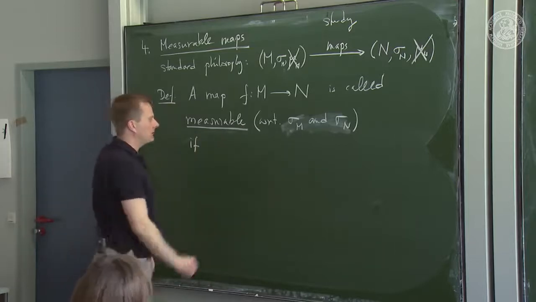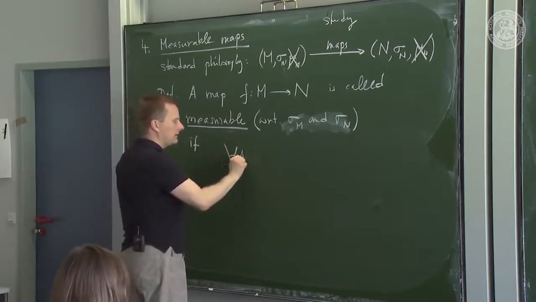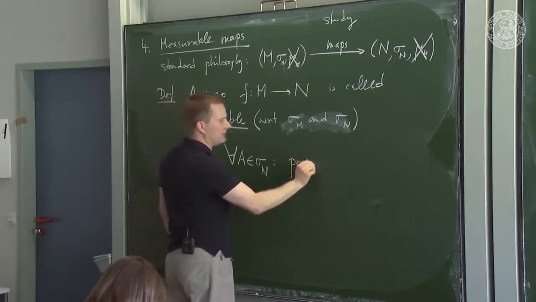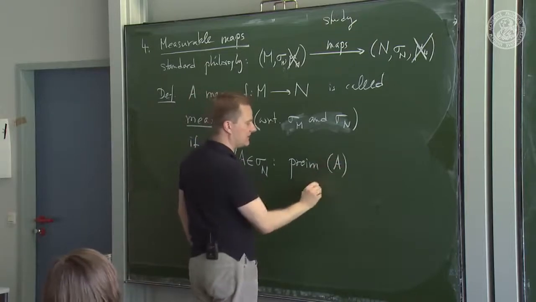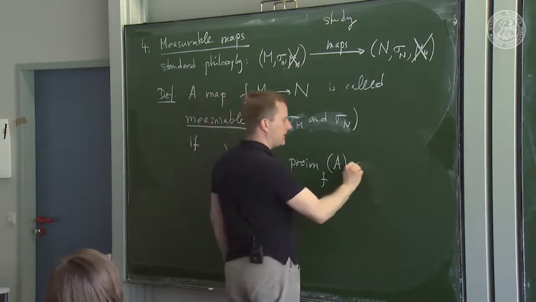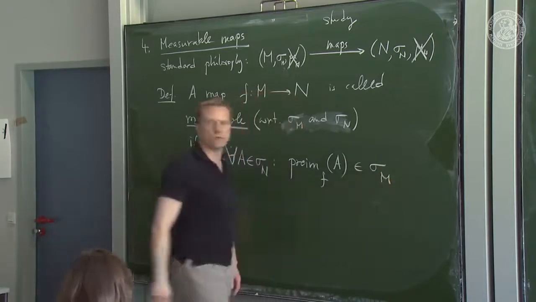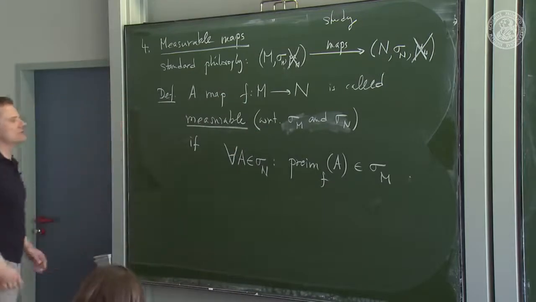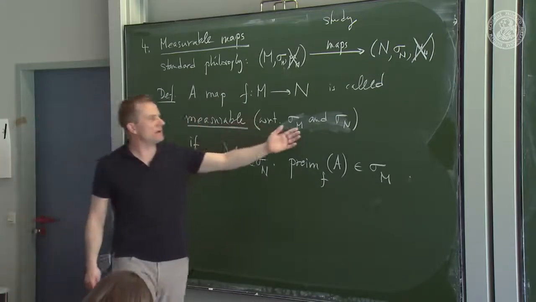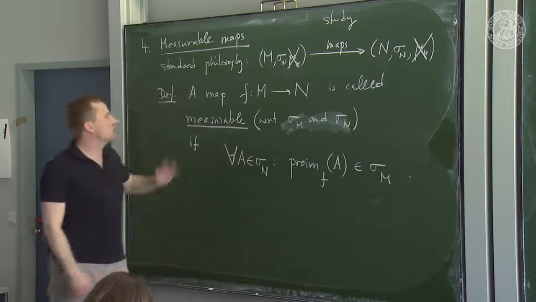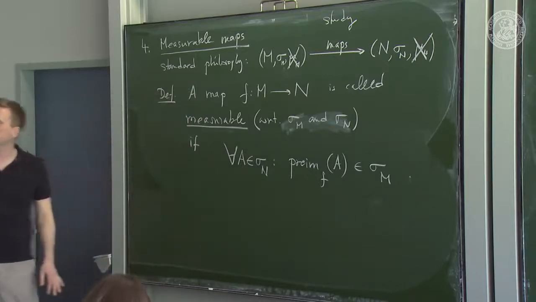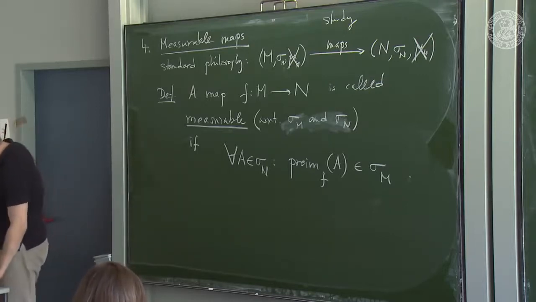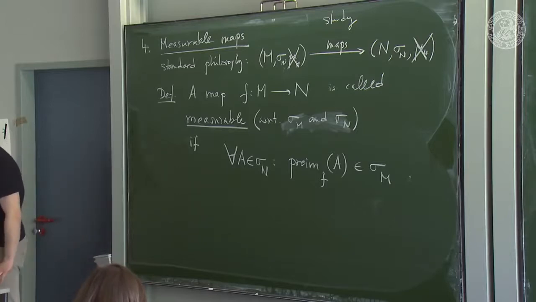Measurable if, for all measurable sets in the target, it is true that the pre-image of that measurable set with respect to the map F is a measurable set in the domain. Well, this is one-to-one the definition of a continuous map, only with topology replaced by sigma algebra and continuous replaced by measurable. So that is a measurable map.